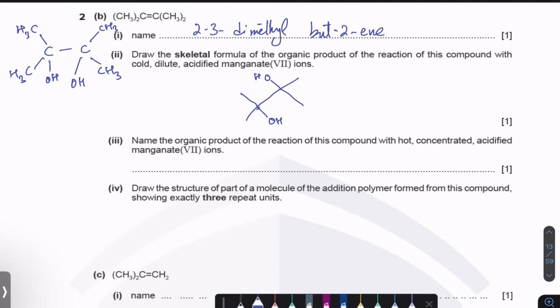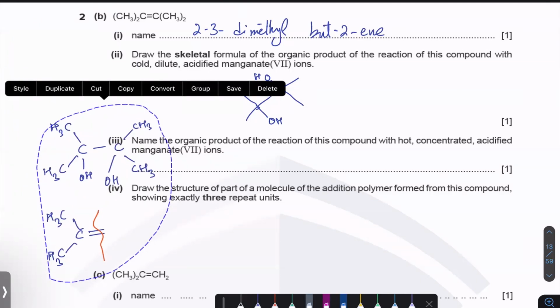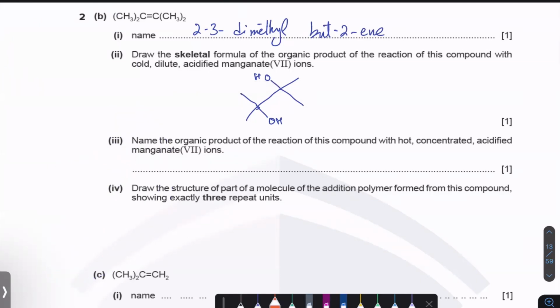Name the organic product of the reaction with hot concentrated acidified manganate. Let's see. If it was hot concentrated, so what happens? This double bond was like this, right? Here there was CH3, CH3, all of that. So first of all, the double bond would have broken, completely. And then every carbon in here on each side would have oxidized to propanone. And that is what we have to identify. So this is all our rough work. So make sure you do it in pencil so you can erase it later on. Okay. So the answer would be propanone.